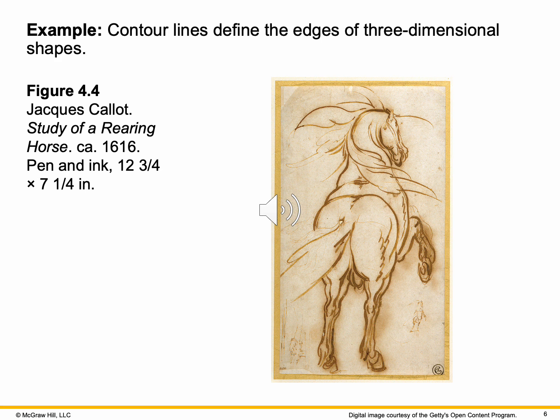Contours are the boundaries we perceive of three-dimensional forms, and contour lines are the lines we draw to record those boundaries. Jacques Callot used pen and ink to make a contour line drawing of a horse. We see the edges of the horse's legs and hindquarters, shoulders, neck, and head. Callot even used contour lines to define boundaries of the tail and the mane.